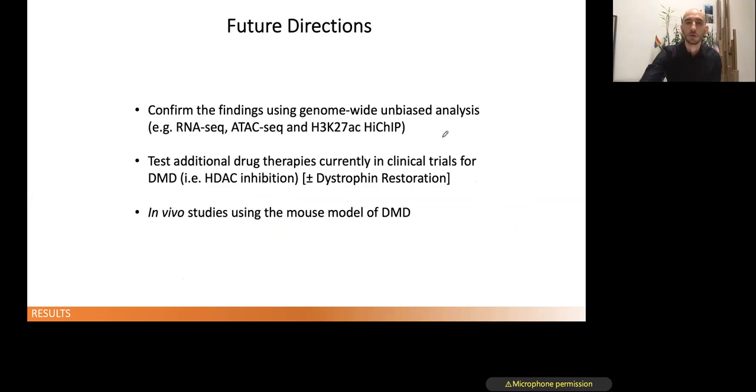So in the future, we want to confirm this finding using genome-wide unbiased analysis, such as RNA-seq or ATAC-seq or ChIP, to see the three-dimensional conformation of the genome. And additionally, we want to test other drug therapies that are in clinical trials, such as HDAC inhibition, in conjunction with dystrophin restoration to see if we get a better output. And obviously, we want to move from the in vitro dish model to in vivo studies using the mouse model of Duchenne muscular dystrophy.